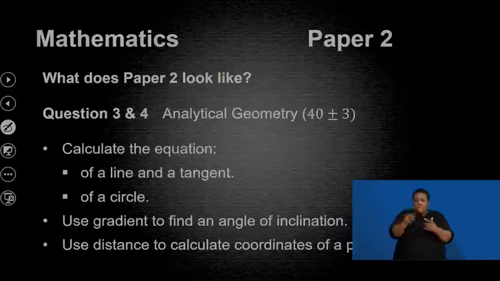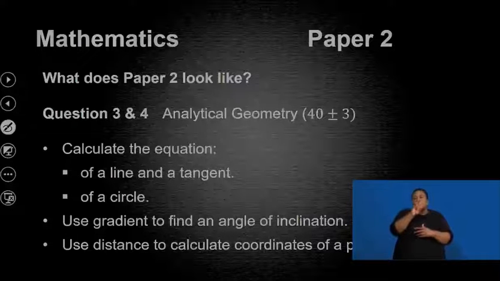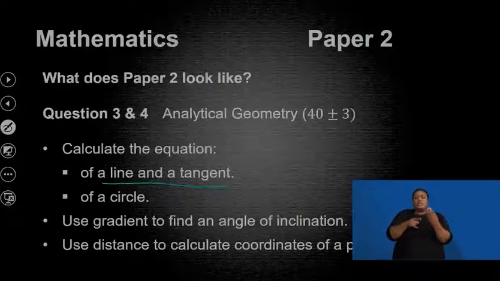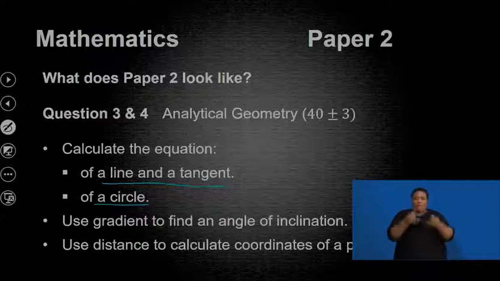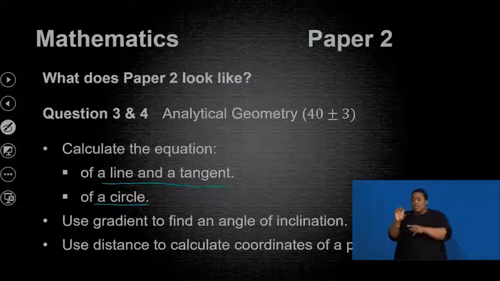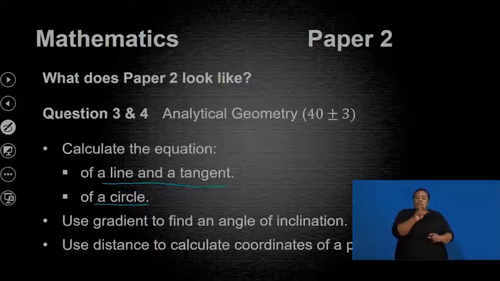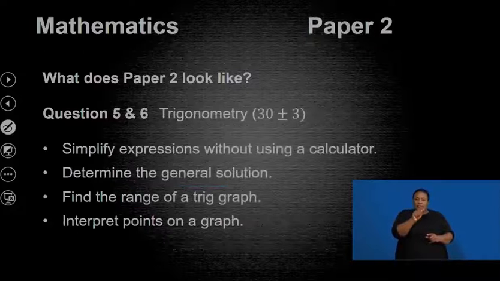And they range between 40 plus or minus 3 marks. Now, as I said, you will need to know how to calculate the equation of a line and a tangent, and also that of a circle, and then use the gradient to find the angle of inclination. Lastly, use the distance to find the coordinates of a point.